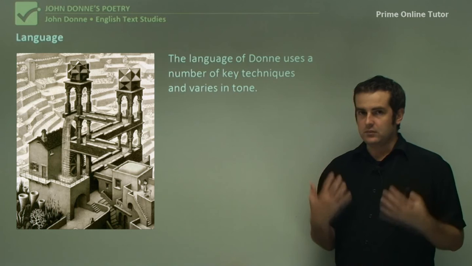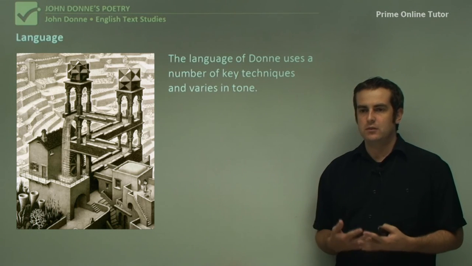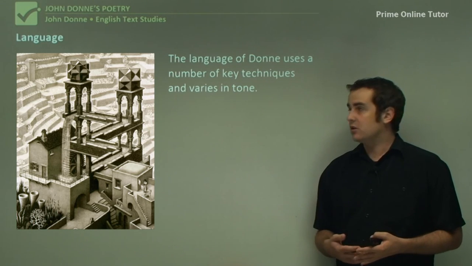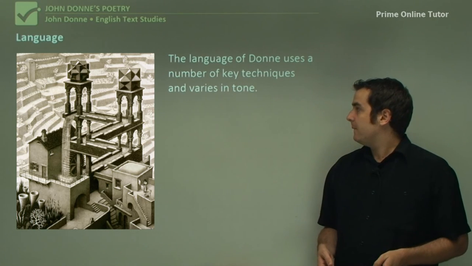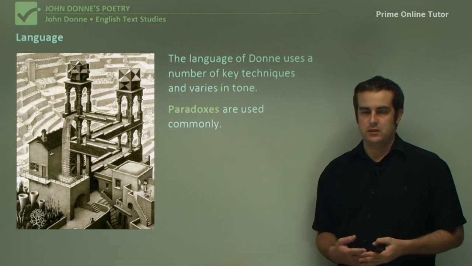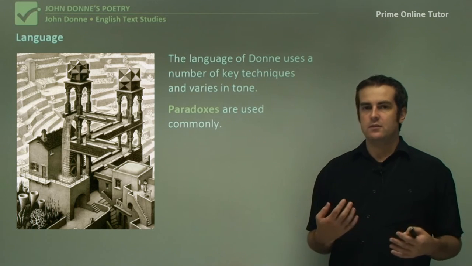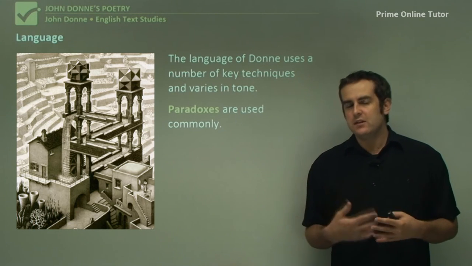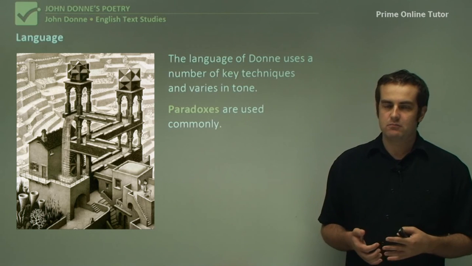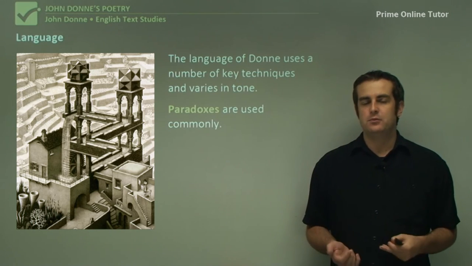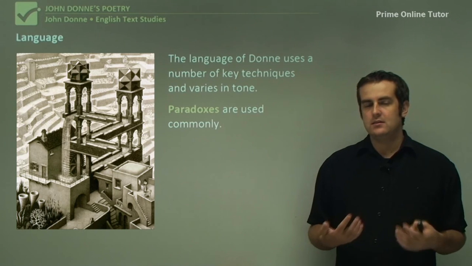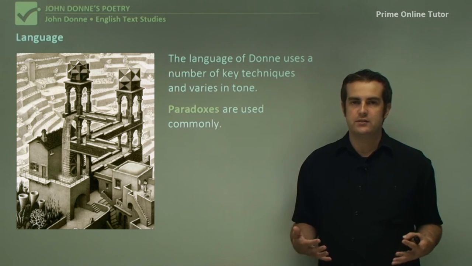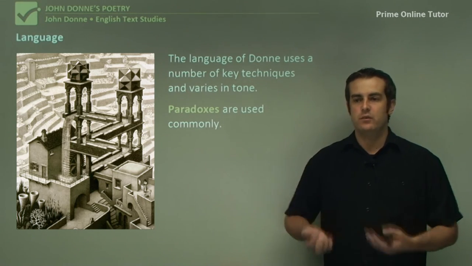Now, the language is again another feature that we need to look at, because it not only varies in the techniques he uses, but also in the tone he uses. Paradoxes are commonly used, and the reason why is that Donne's faith is something that is impossible and yet very simple to understand. It's simple in the sense that he is in love with God, and yet it's impossible to understand because of so much uncertainty that goes with it.